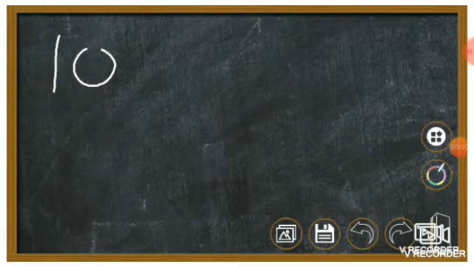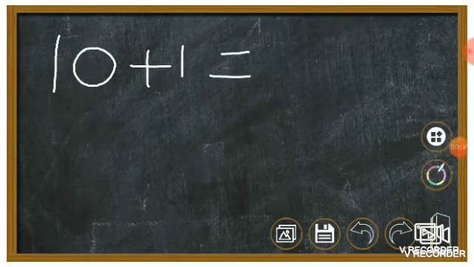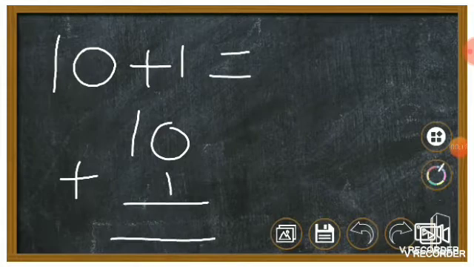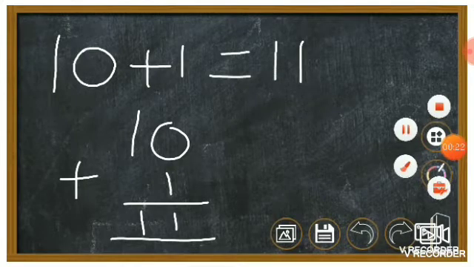The first question is 10 plus 1 is equal to. We are going to add 10 and 1. 10 will be added with 1. If you are adding it, 0 plus 1 is 1, and in the tens place there is no number, so we are bringing it down. So the answer comes as 11. This is the first answer. Kindly copy down in the book.